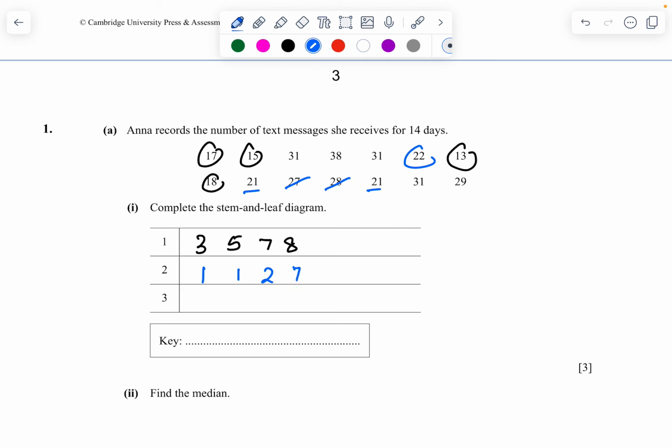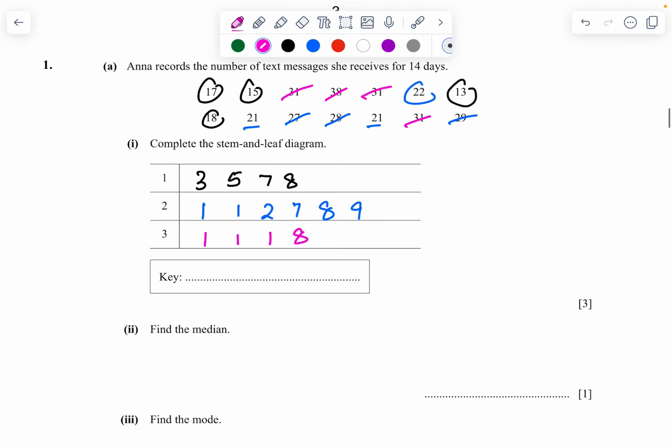Strike off the numbers which you have done so that it is easy to identify the remaining numbers. 29. Then for the 30s, what are the numbers that I have? I have 31 three times. Then finally what is left over is 38. Don't forget to write the key: 1|7 represents, or means, 17 messages.